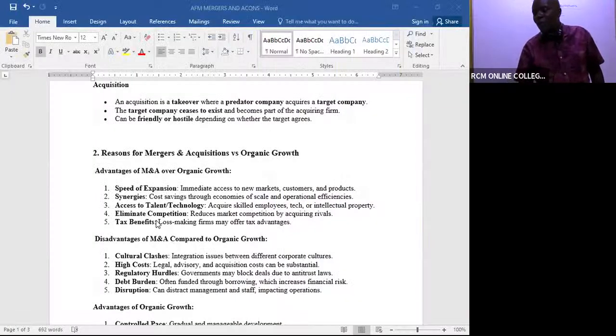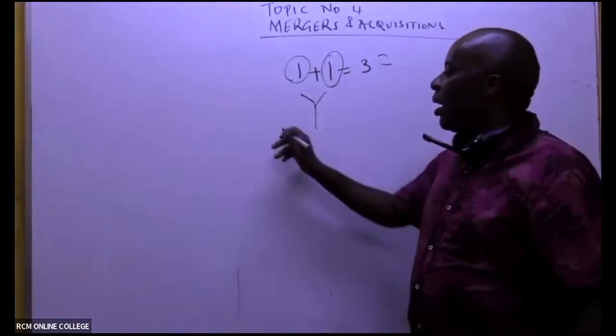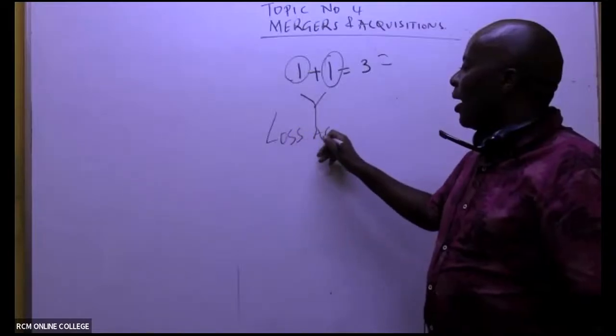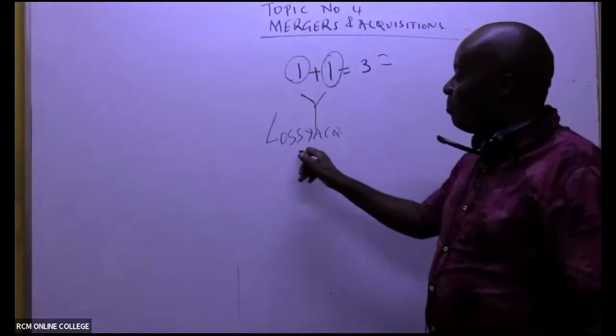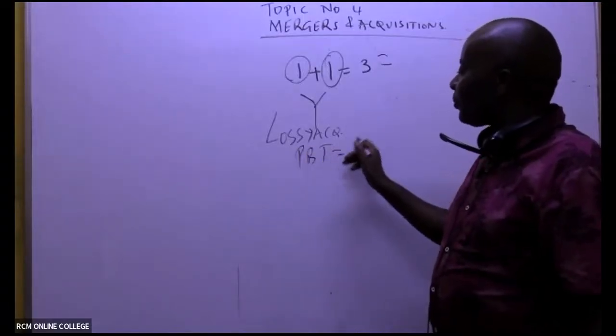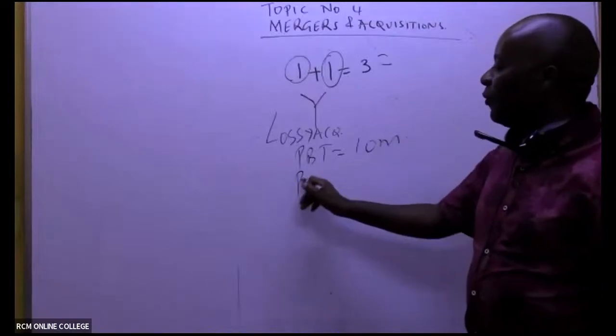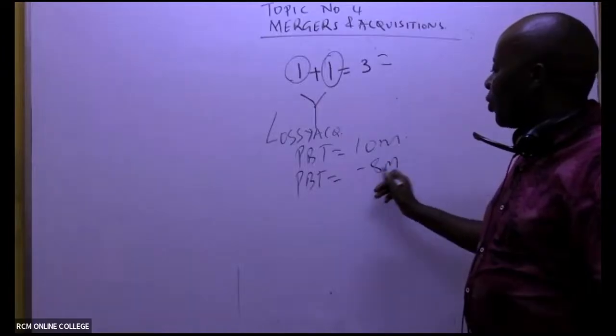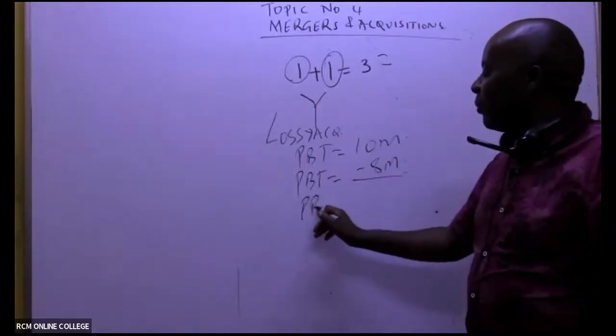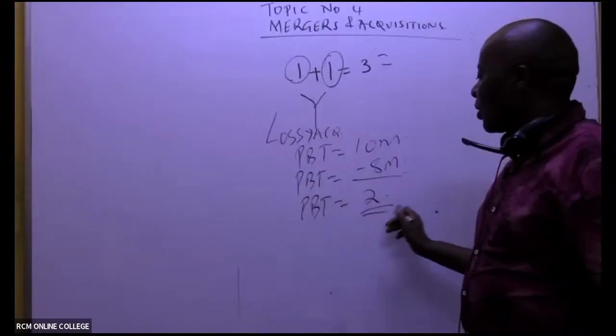Now, ladies and gentlemen, come here. We are told the concept of tax benefits. Yes, this is really something that you should always consider. Like when, for example, you rush very fast and acquire a loss-making company. If your profit before tax is 10 million, and the profit before tax of the loss-making company is negative 8 million, then of course your net taxable profit will be 2 million, like that.